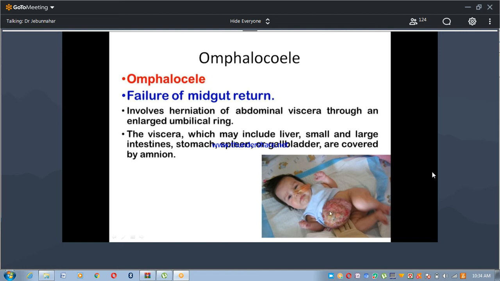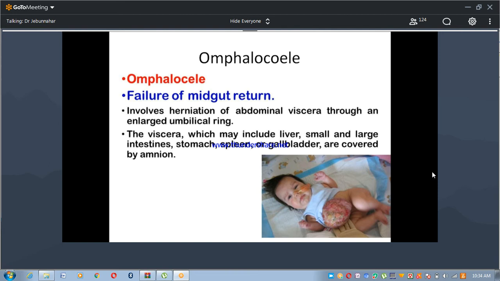This is omphalocele. It involves herniation of the abdominal viscera through an enlarged umbilical defect. The viscera, which may include liver, small and large intestine, stomach, spleen, or gallbladder, are covered by amnion. The origin of the defect is the failure of the bowel to return to the body cavity from its physiological herniation during the 6th to 10th week.